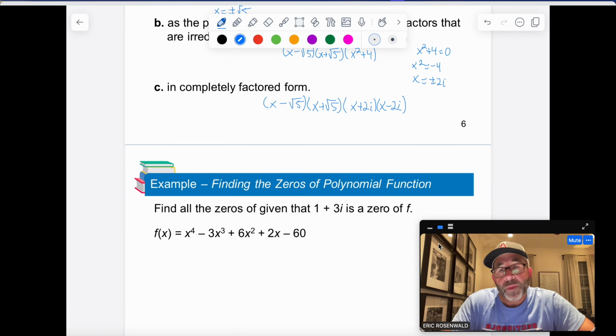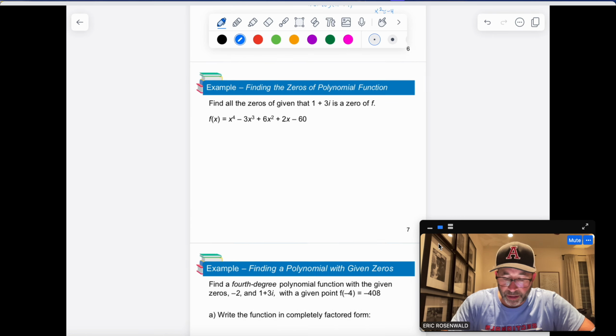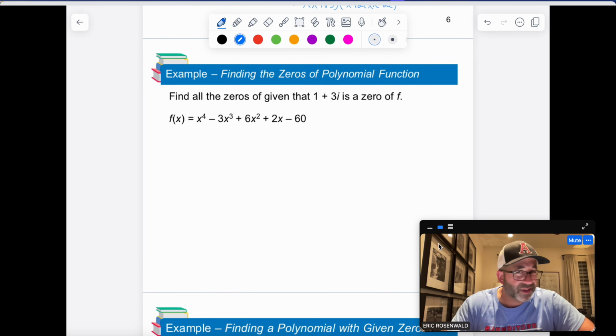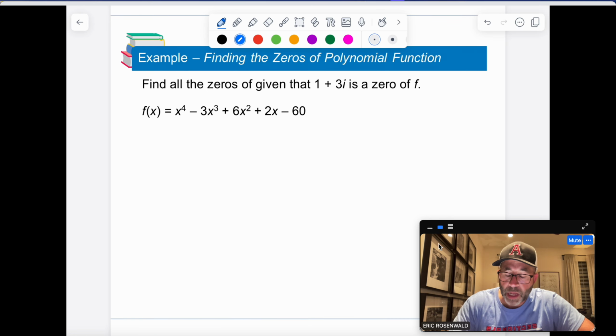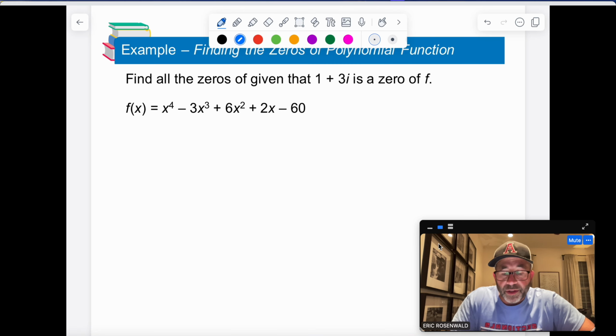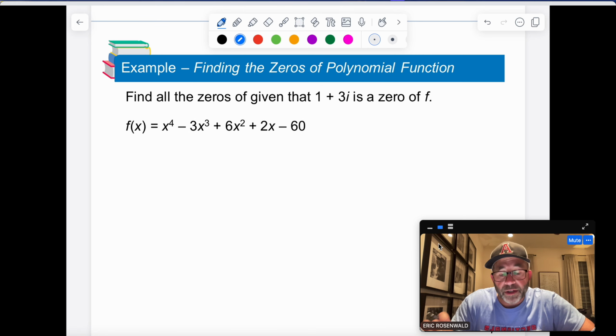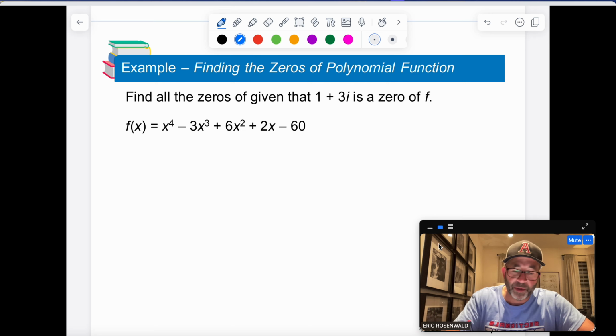Okay? All right, a couple more here, and then we're going to be done. These are pretty quick notes because it's the same stuff as what we've been doing. All right, for this one, it says find all zeros of this function. There's a typo right in here, of this function, given that 1 plus 3i is a 0 of f. So right away, they're telling me something.